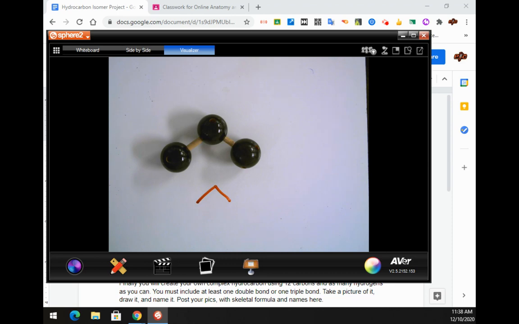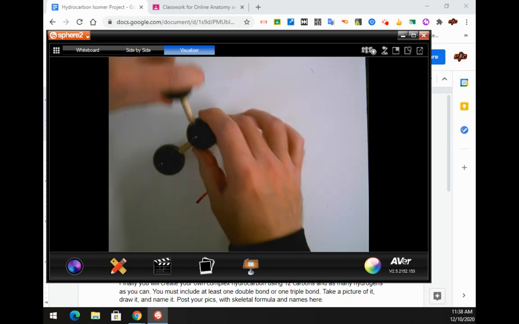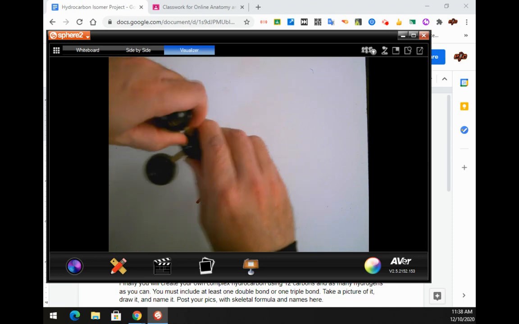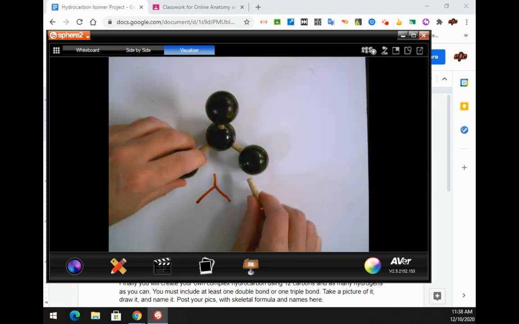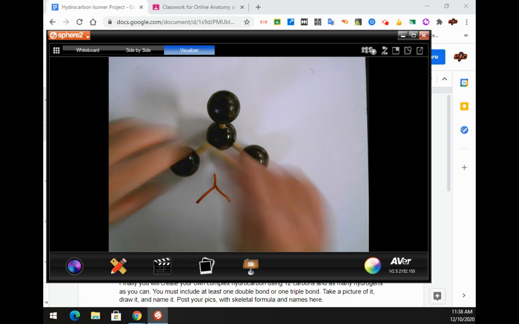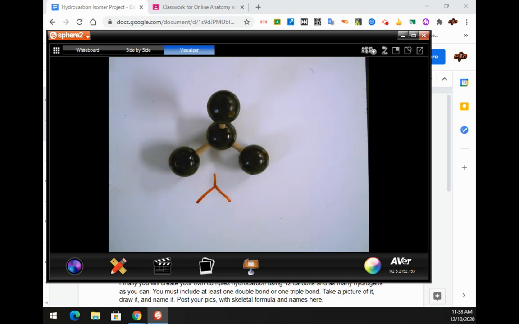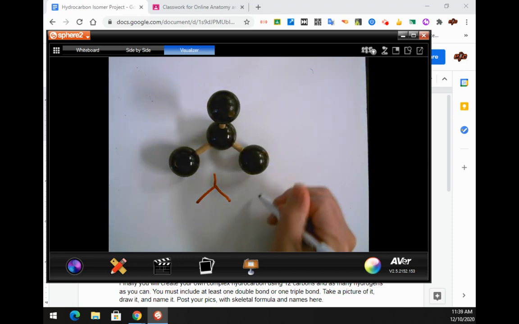What's the second thing it asks for? It says an alkane with an alkyl. So how about we just keep it simple and add a methyl. So all we'd have to do is that. Then what I'd like for you to do is go ahead and put all of the hydrogens around here.